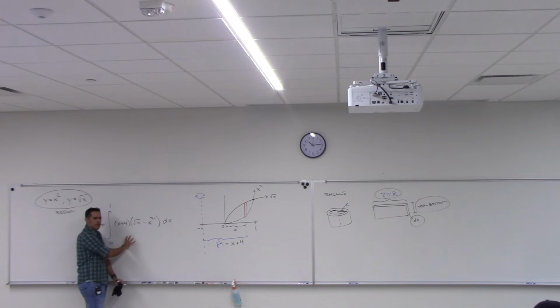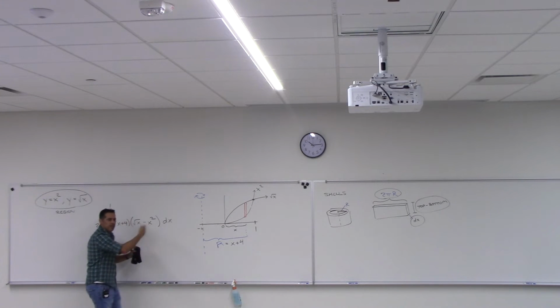Now, I'm not going to go any further, right? This is just the setup. I would probably FOIL this out, because these are all powers of x, right? I'd probably FOIL this, and then just integrate term by term.